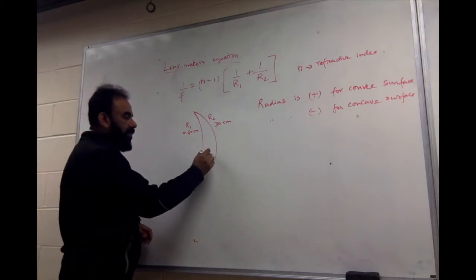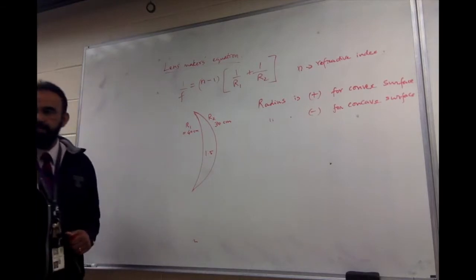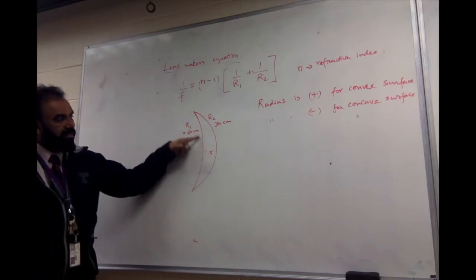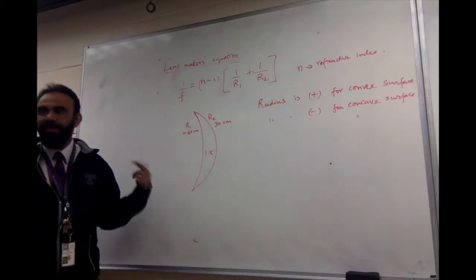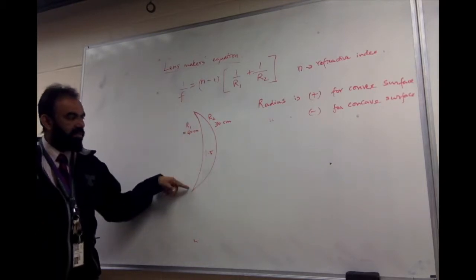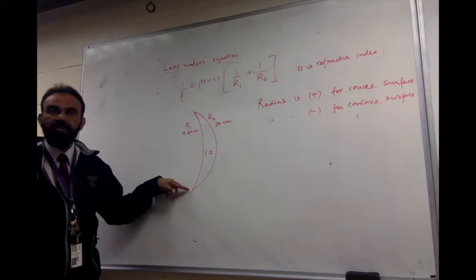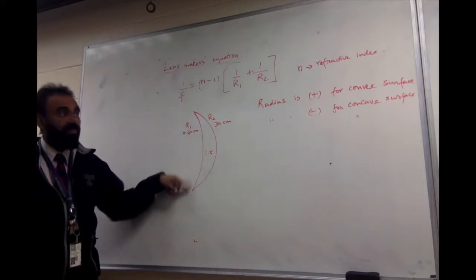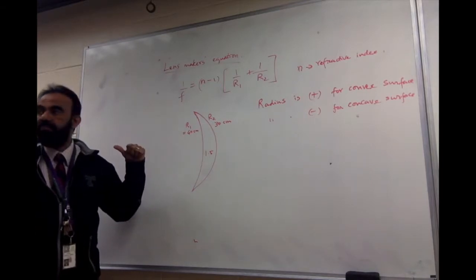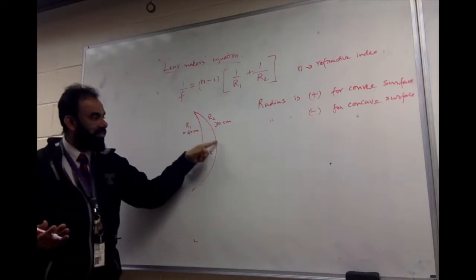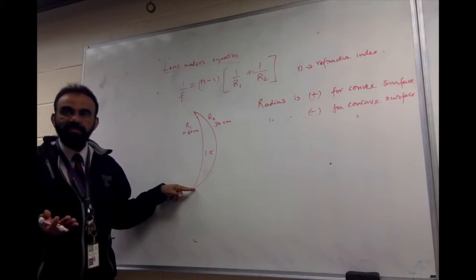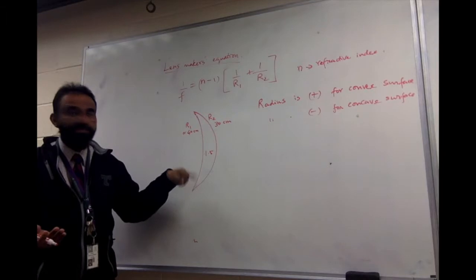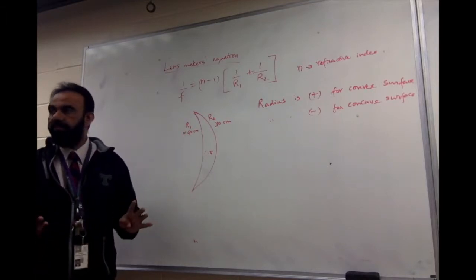Look at this one. This material has refractive index 1.5. Let's say it's glass. What kind of a shape is this? You're always looking from the outside. Is it convex or concave? Concave, and therefore you take it as negative. What shape is this one? Convex. Since this is convex in shape, you take it as positive, and this is concave in shape, take it as negative.